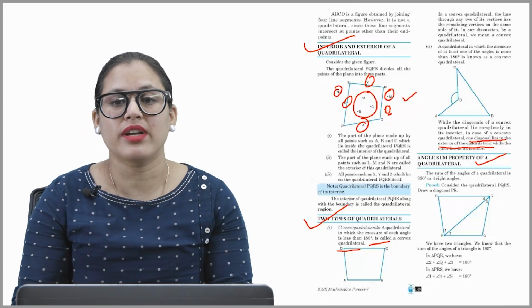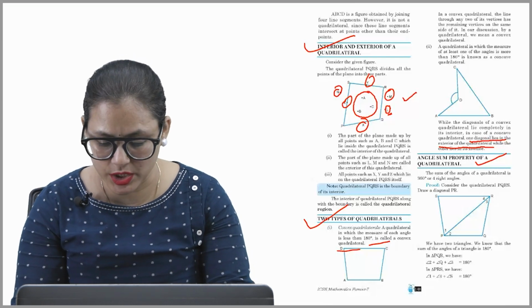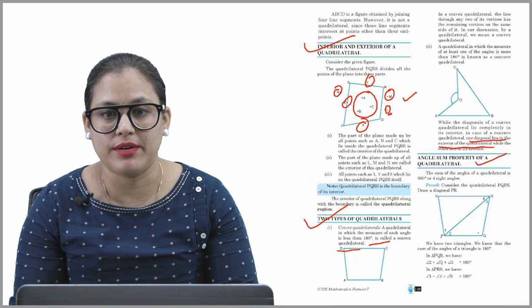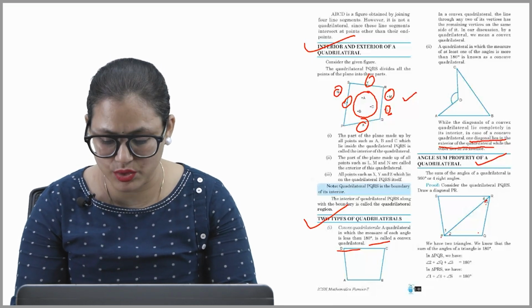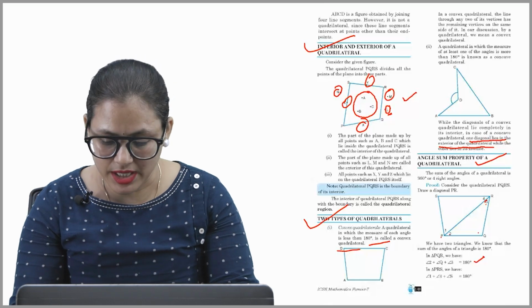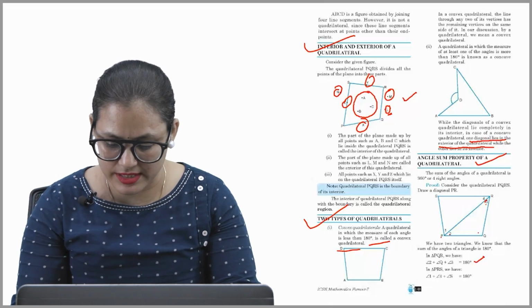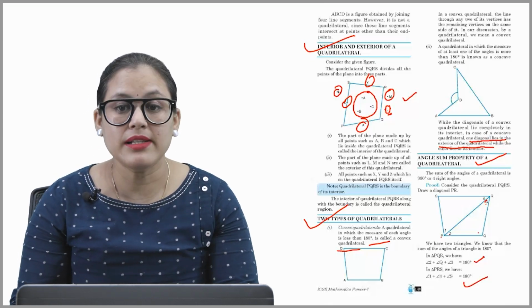We know that the sum of angles of a triangle is 180. So, in triangle PQR, angle 2 plus angle 3 plus angle Q is equal to 180 degrees, and in triangle PRS, angle 1 plus angle 4 plus angle S is equal to 180 degrees by angle sum property.